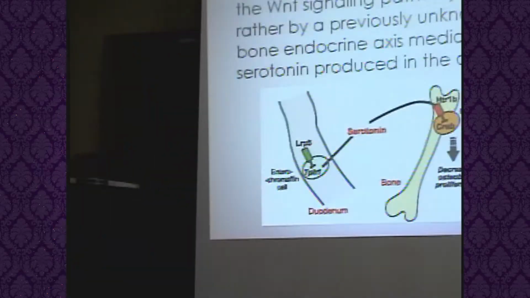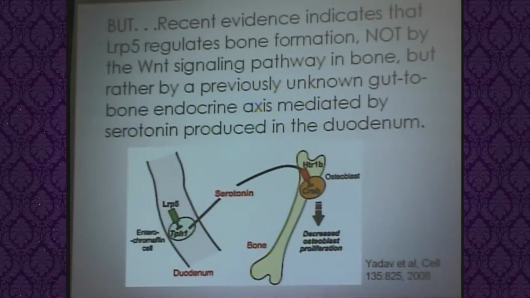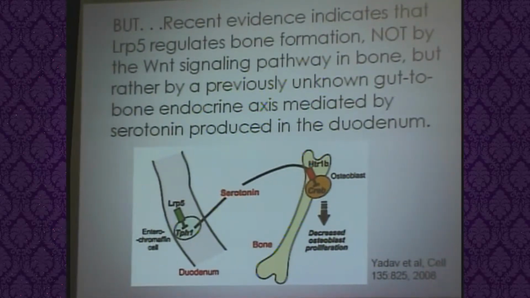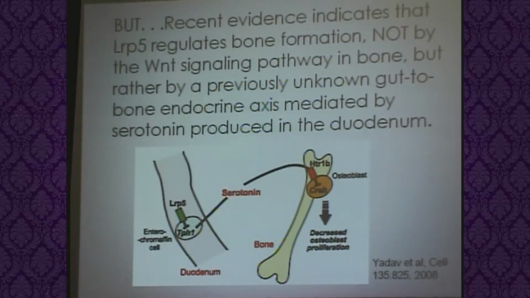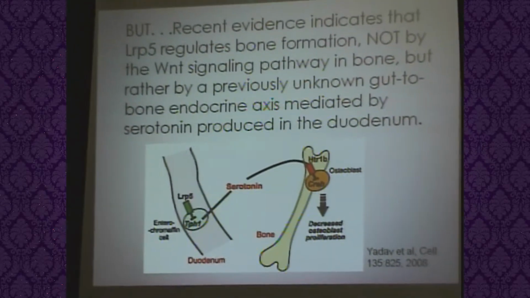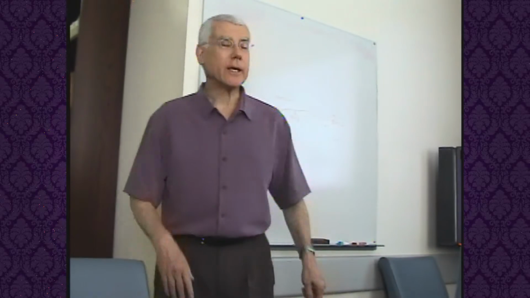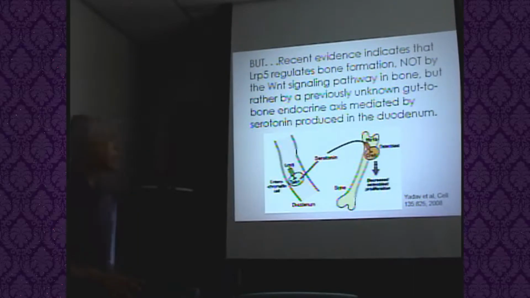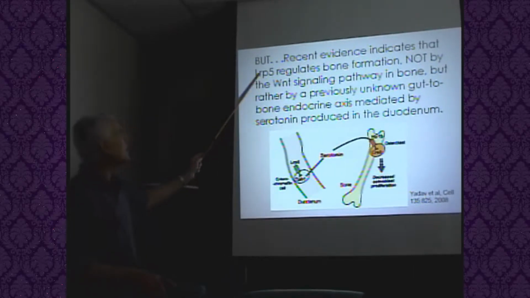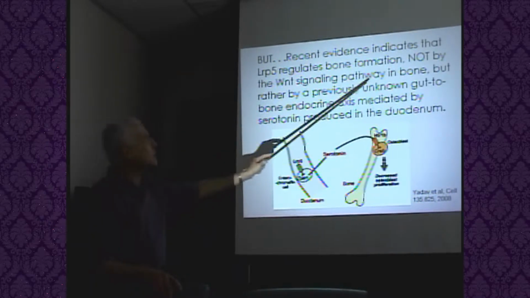I want to emphasize as one of our distant colleagues, this guy Gerard Karsenty, who is quite an innovative investigator, and has come out with a number of not only innovative but sort of groundbreaking discoveries in the area of bone cell metabolism and how it's related to intermediary metabolism, which I'll get into in a moment. But this is one of his papers, with the first author being Yadav. Turns out that recent evidence indicates that LRP5 regulates bone formation not by the Wnt signaling pathway in bone.